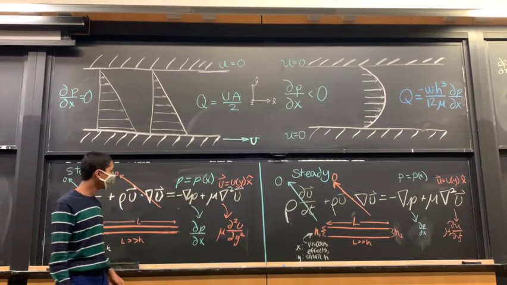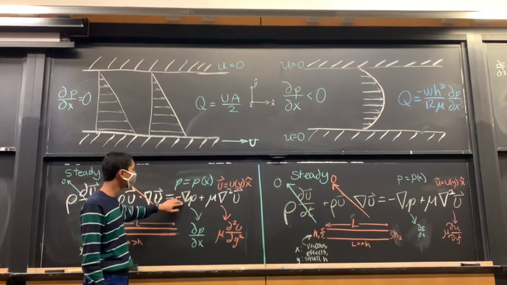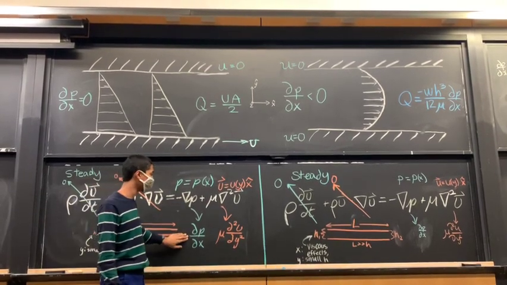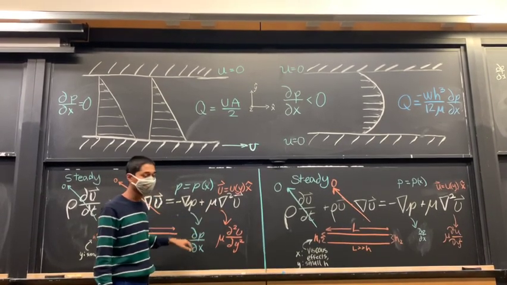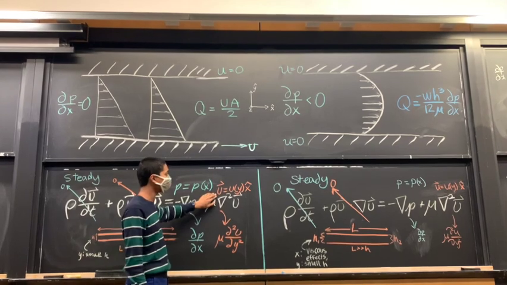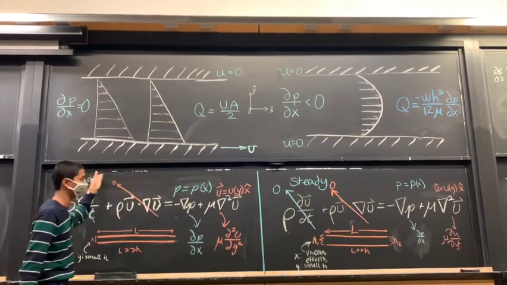Now, on the right-hand side of the equation, we have the gradient of the pressure, and we assume that pressure is a function of x, so this simplifies to dp/dx. And for the viscous forces, we have that the velocity is a function of y, and it's in the x direction, so this again simplifies to a single scalar term.